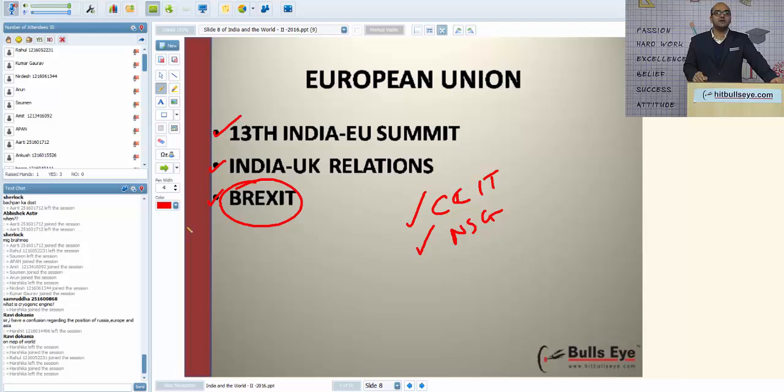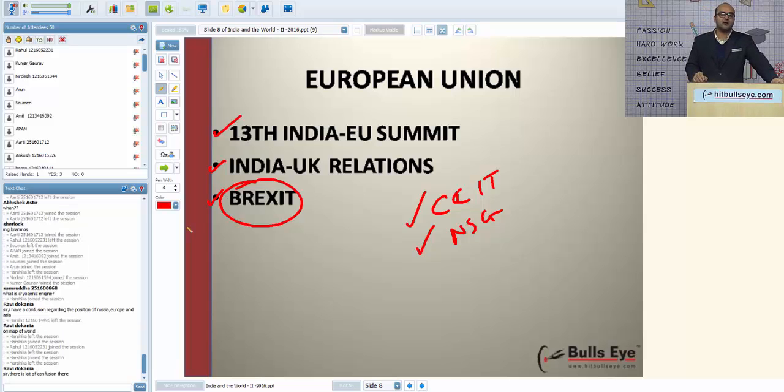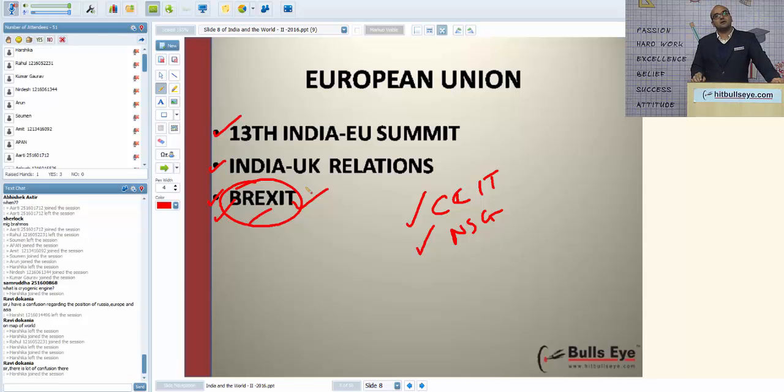There was a referendum held in UK on whether Britain wants to stay on as a part of the European Union or move out of it. The people voted for moving out, and hence that issue is called Brexit. The people who wanted to remain in the EU and those who wanted to move out were divided amongst each other on the basis of certain issues.